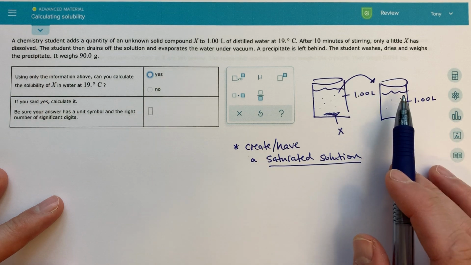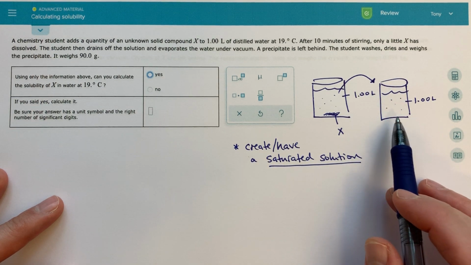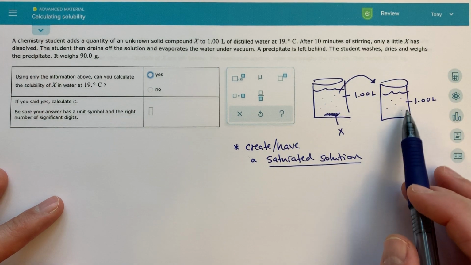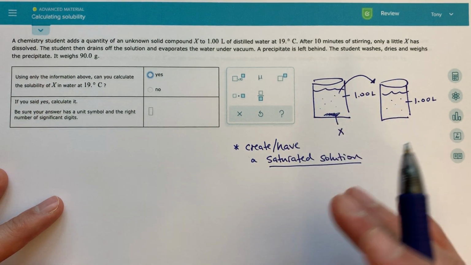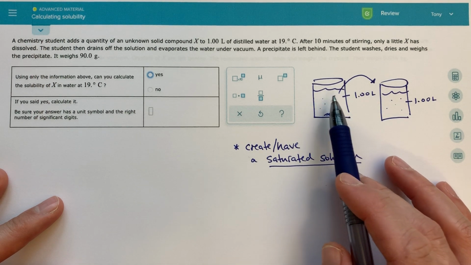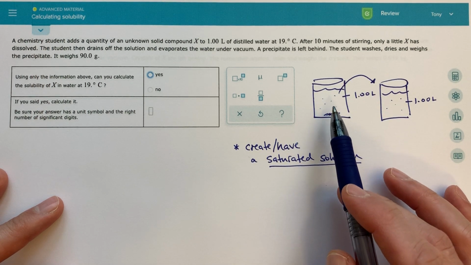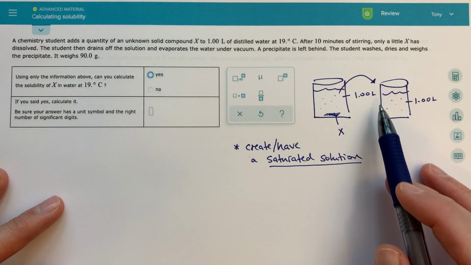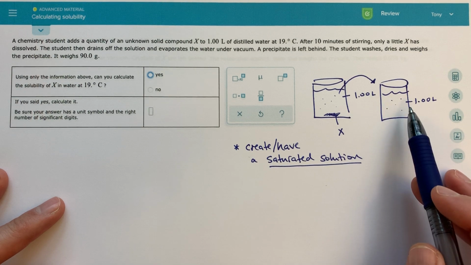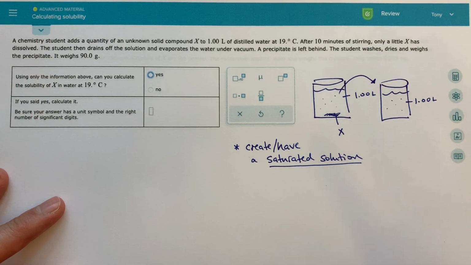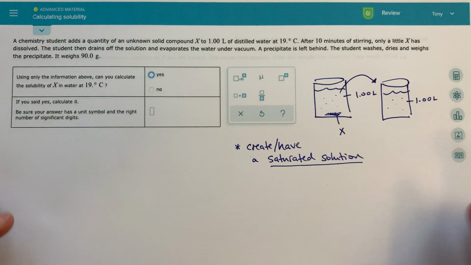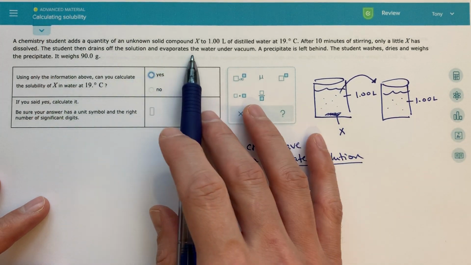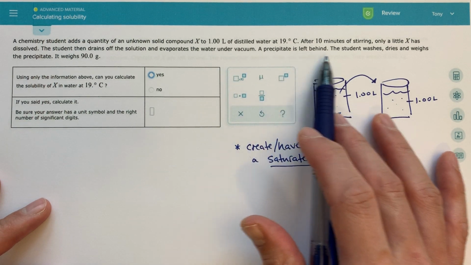And then if I evaporate the liquid from this and I'm left behind with a little bit of solid, that will allow me to actually calculate the solubility. If we stir the solution as much as we can, how much solid is going to be dissolved in the actual solution? We've created a saturated solution and separated it out. So whatever is remaining here is the solubility for this solution. The student then drains off the solution and evaporates the water under vacuum. A precipitate is left behind.